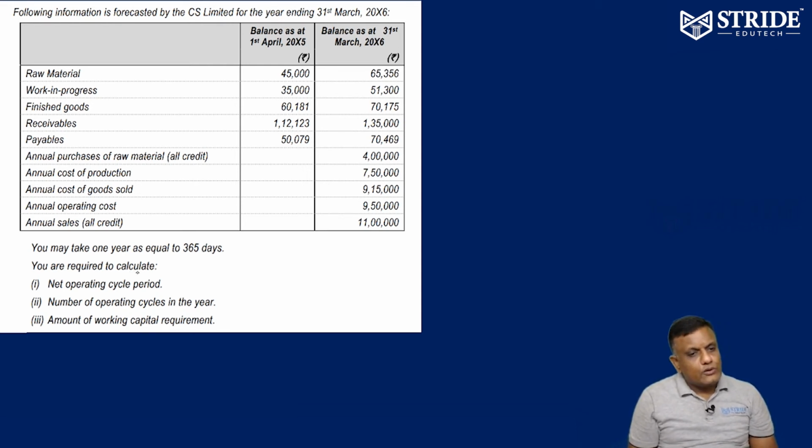They are asking you 3 questions. Number 1, net operating cycle period. Number 2, number of operating cycles in the year. Number 3, amount of working capital requirement. One by one we will solve. So how to solve? First, the operating cycle period.